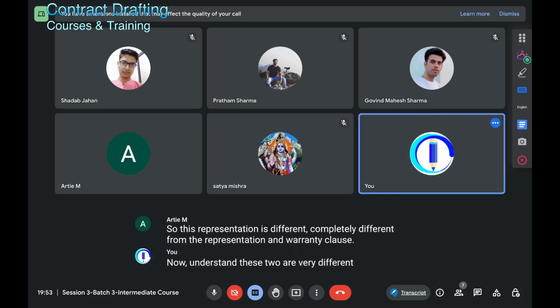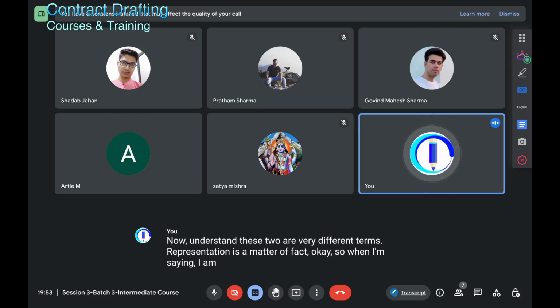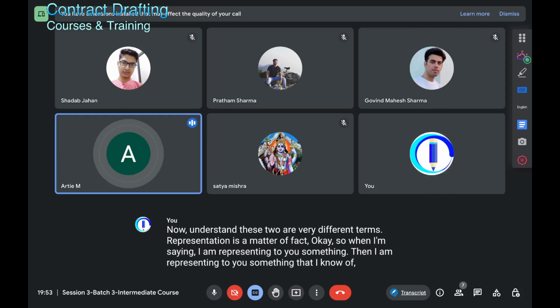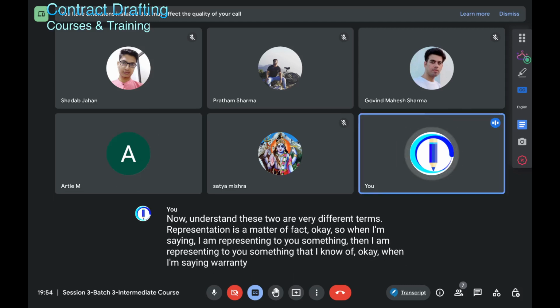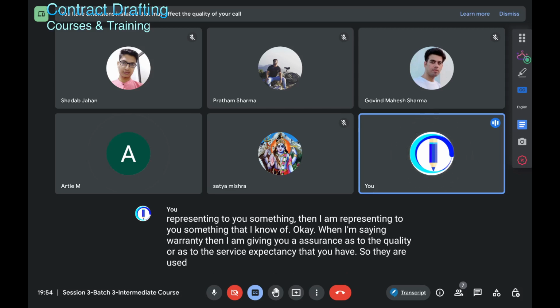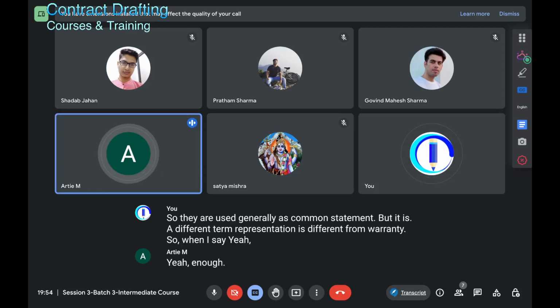Representation is a matter of fact. When I'm saying I'm representing to you something, then I'm representing something that I know of. But when I'm saying warranty, then I'm giving you assurance as to the quality or as to the service expectancy that you have. So they are generally used as a common statement, but it is a different term. Representation is different from warranty.